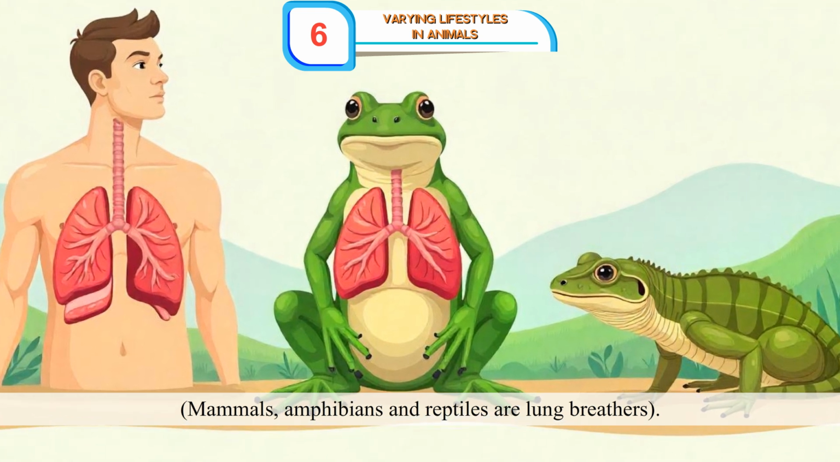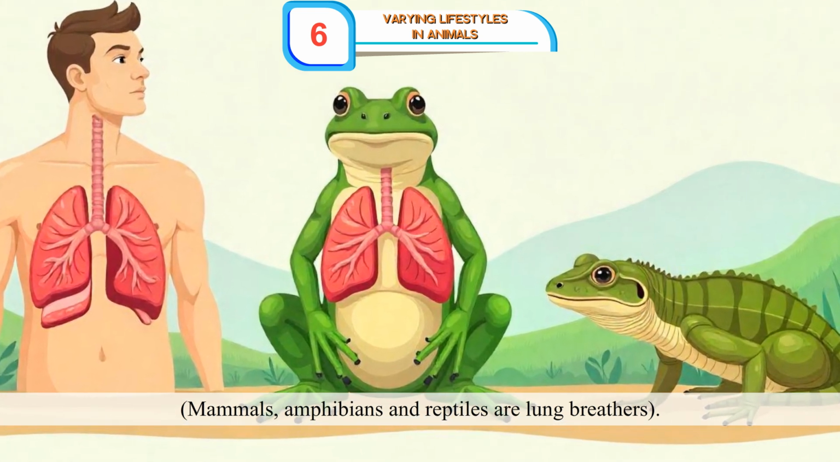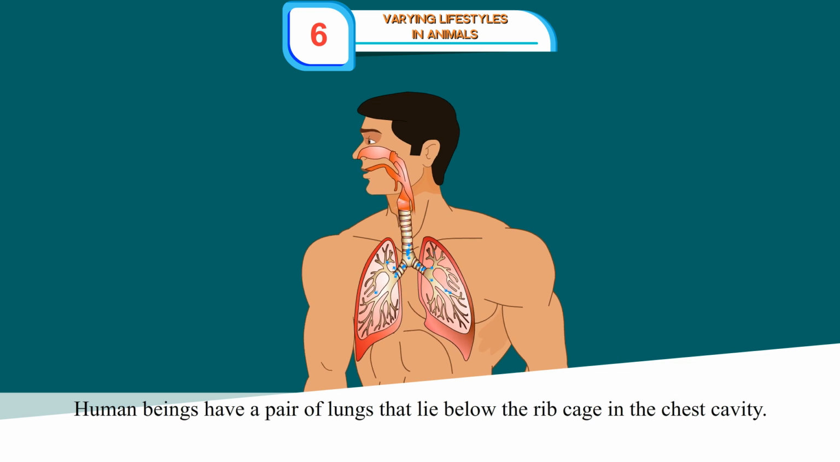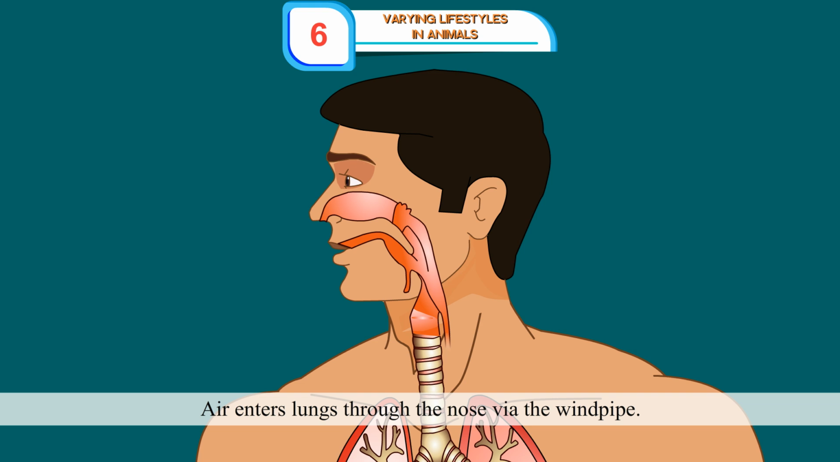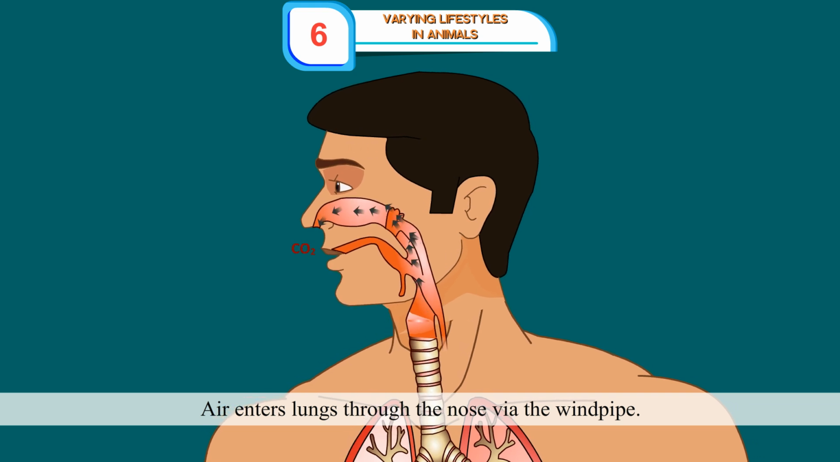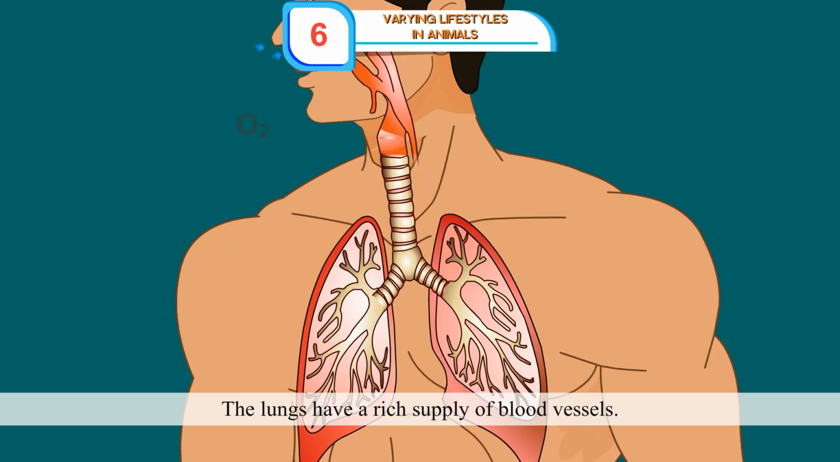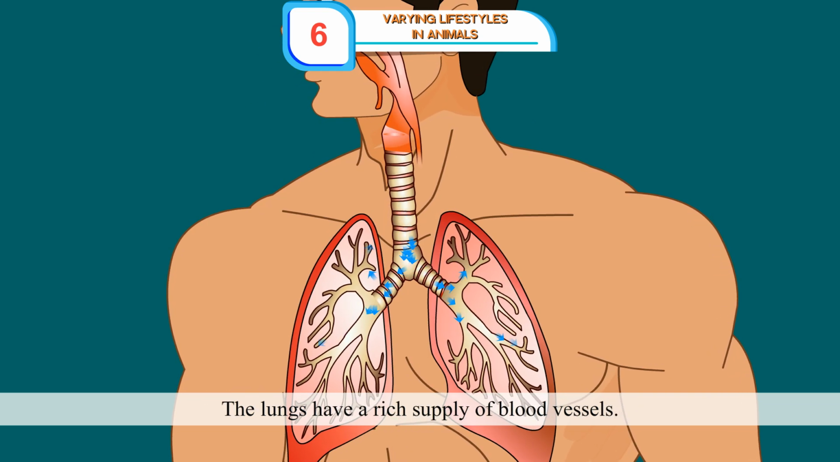Lungs. Animals that live on land breathe through lungs. Mammals, amphibians, and reptiles are lung breathers. Human beings have a pair of lungs that lie below the rib cage in the chest cavity. Air enters lungs through the nose via the windpipe. The lungs have a rich supply of blood vessels.